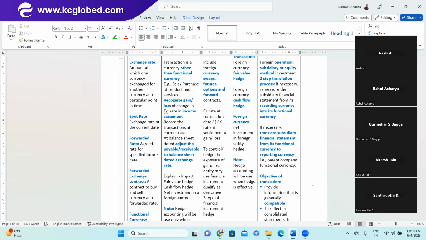Gurmeher, this is a kind of future contract, right? Yes. Forward contract, future contract is more or less the same.